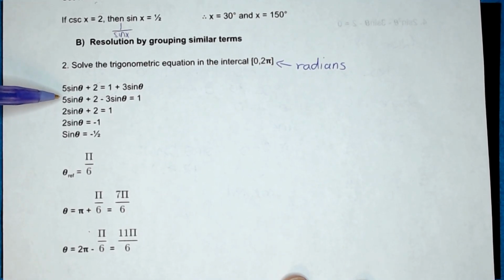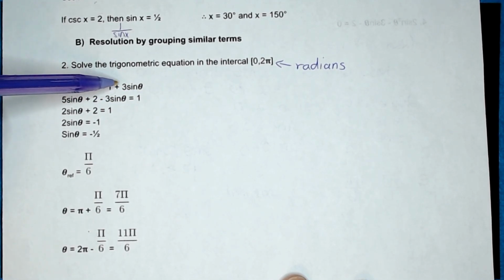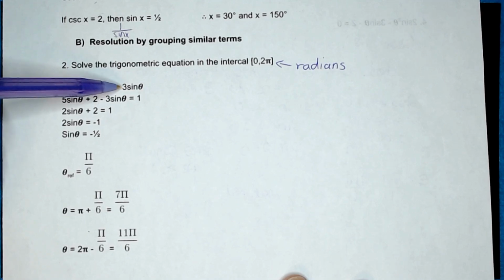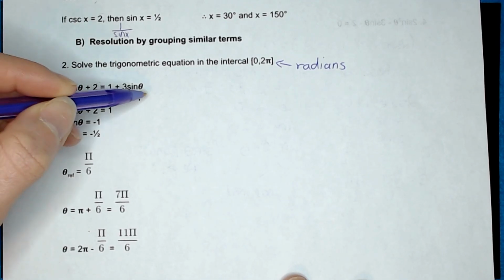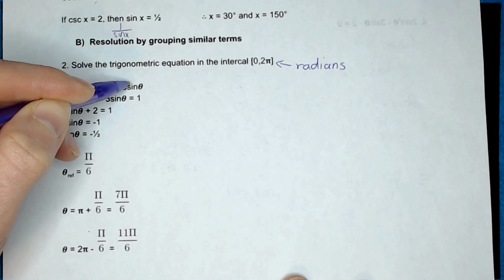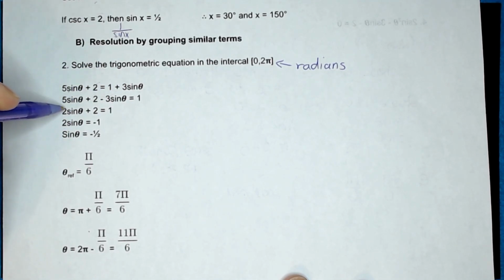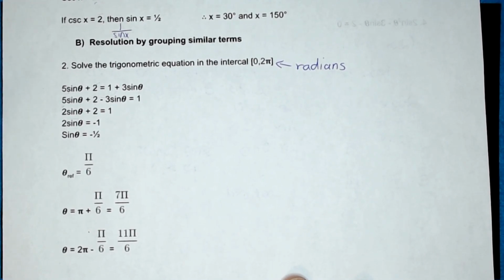Step number 1 in this question, we are going to move all the sines to one side. We're adding 3 sine theta here, so you want to subtract 3 sine theta from both sides and move it to this side. I recommend moving this to the left as opposed to moving the 5 sine to the right, because then you'll keep working with a positive sine value and it will uncomplicate things. You won't need to divide by -1 at the end.